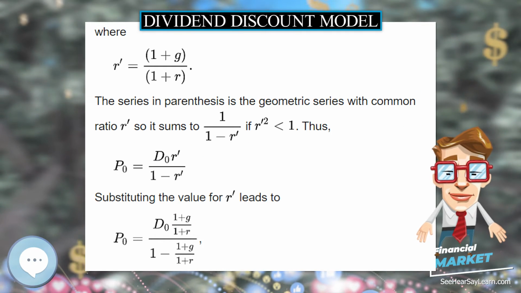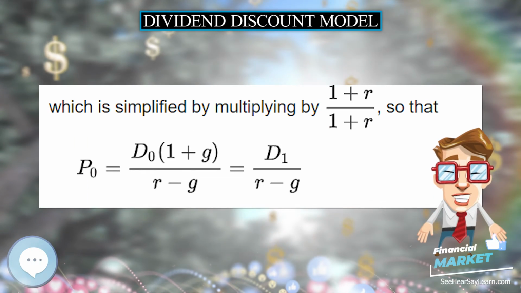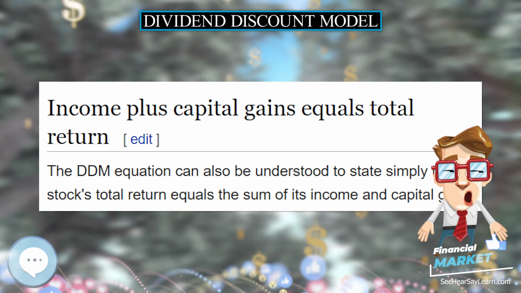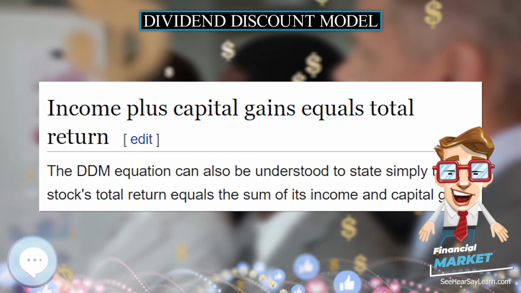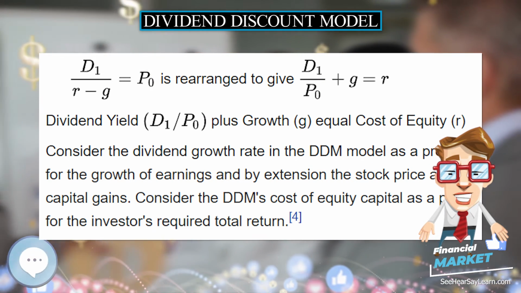Problems with the model. A. The presumption of a steady and perpetual growth rate less than the cost of capital may not be reasonable. B. If the stock does not currently pay a dividend, like many growth stocks, more general versions of the discounted dividend model must be used to value the stock.